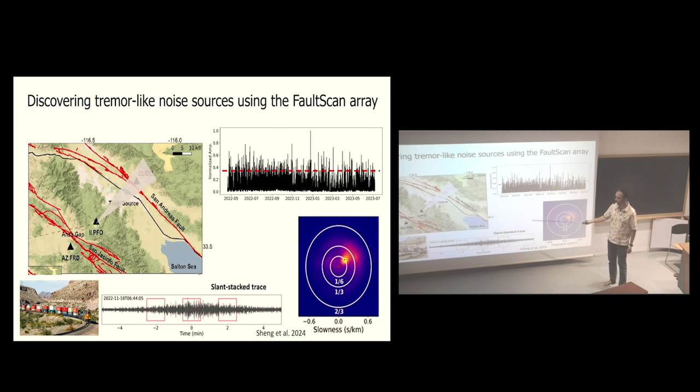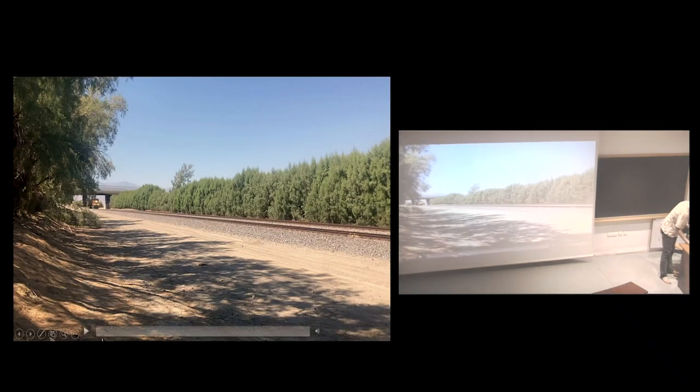This is exactly the location where Asaf Inbal found that these signals were actually not real tremors, but were related to train activity. So as scientists, we wanted to check this. So we went to the Coachella Valley, essentially at this location. This is the railway. And we went about measuring the train activity directly.